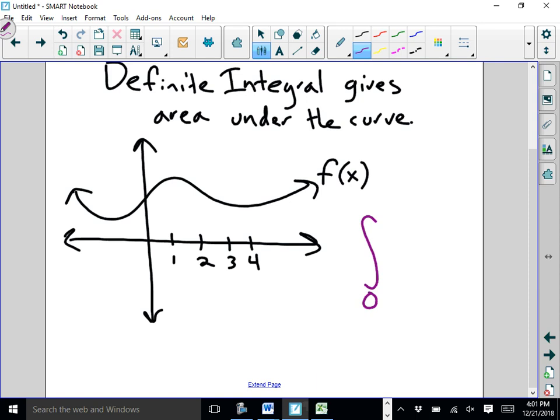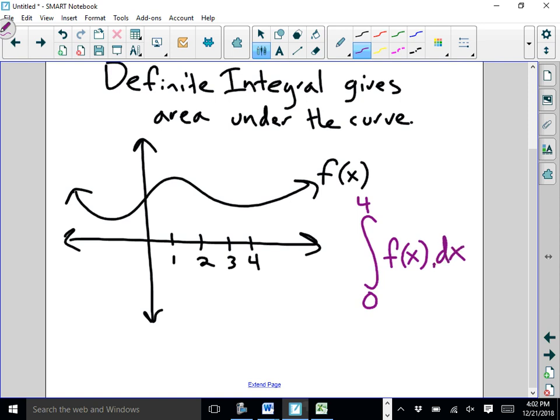When I read this symbol, I say the integral from 0 to 4. I always say it from the bottom number to the top number. We're used to going top to bottom, so this is a little bit backwards maybe for you. So I want to do the integral from 0 to 4 of the function f of x dx. We always tack this dx on, or d, whatever the variable is.